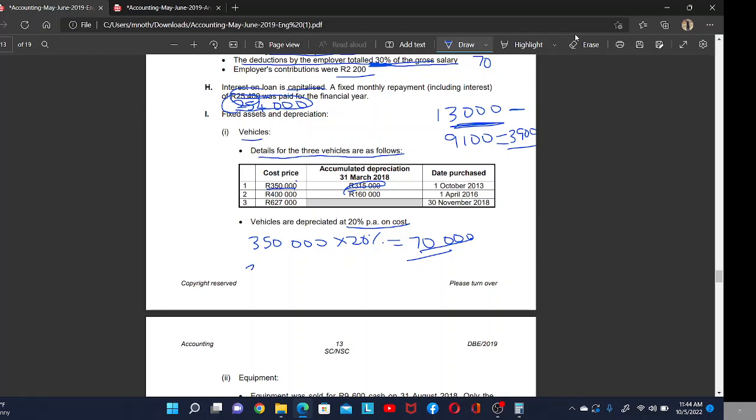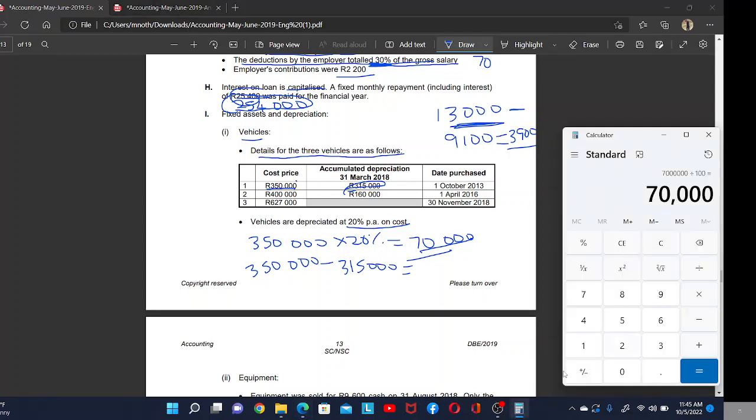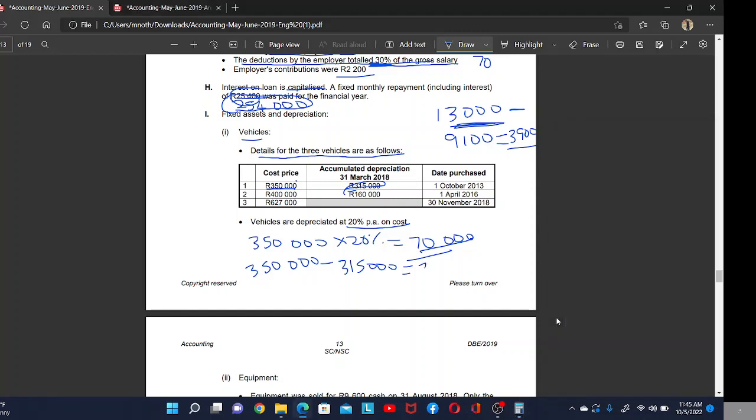So we're going to say 350,000 minus 315,000 is equal to 35,000.